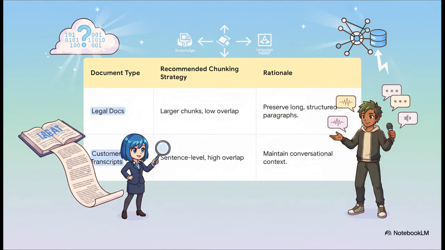Look at this. For legal documents, you want bigger chunks to keep those long, structured paragraphs intact. But for something like a customer service chat log, you want small, sentence-level chunks with lots of overlap to keep the back-and-forth flow of the conversation. It makes total sense when you think about it.